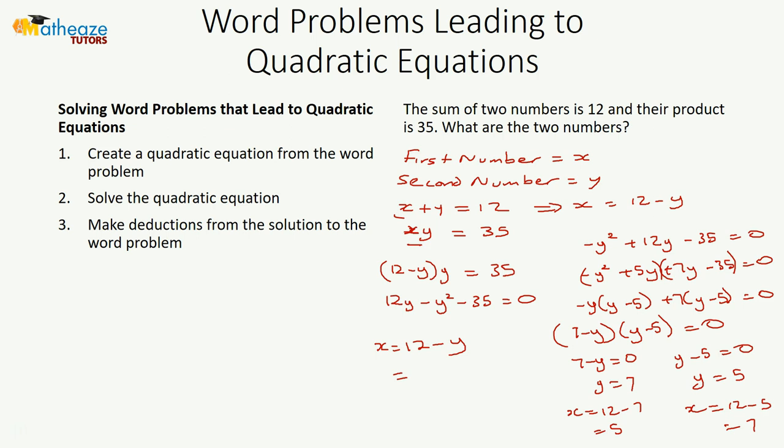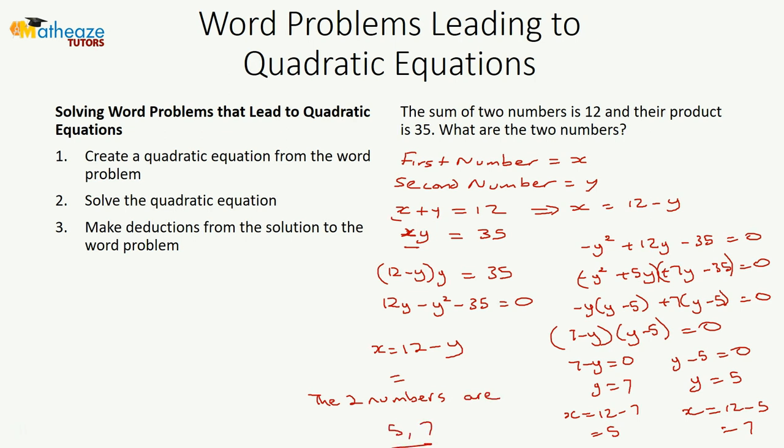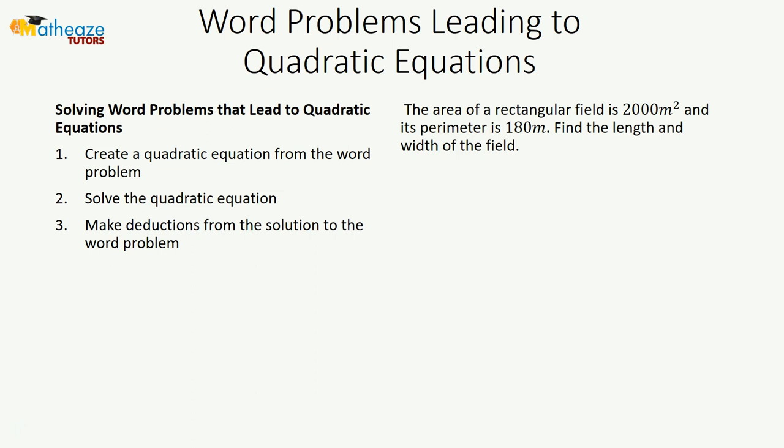So the two numbers are 5 and 7. Okay, the area of a rectangular field is 200 square meters and the perimeter is 180 square meters. Find the length and width of the field.